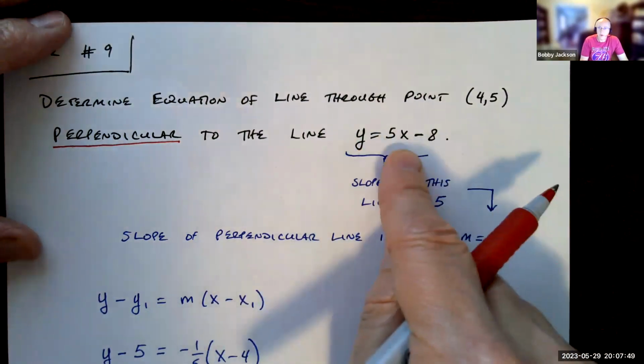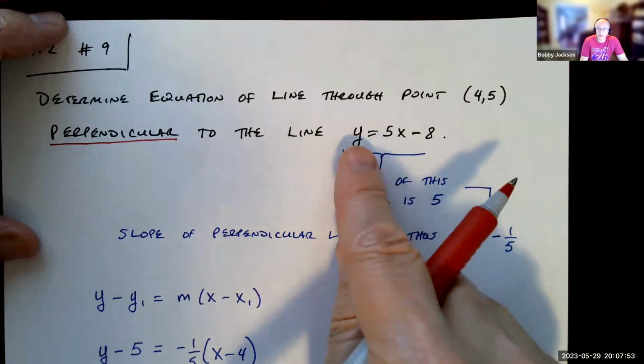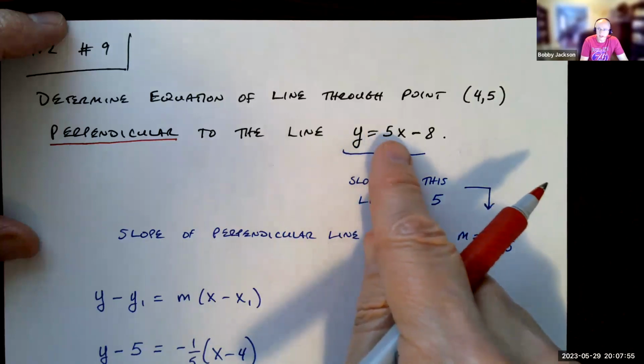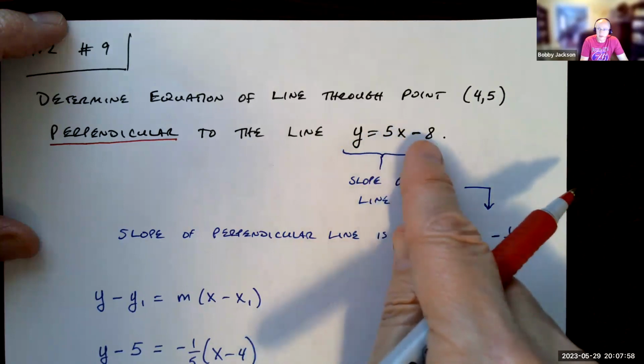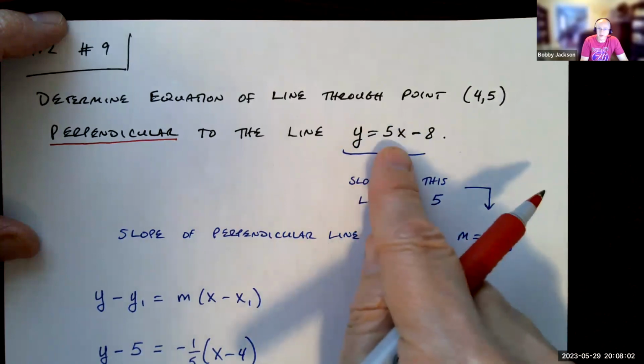Now, this line, we know right away what the slope is, right? Since it is solved for y, we have it in slope-intercept form, which is y = mx + b. m is 5, b is -8. So m is the slope, and that's 5. So the slope of this line is 5.